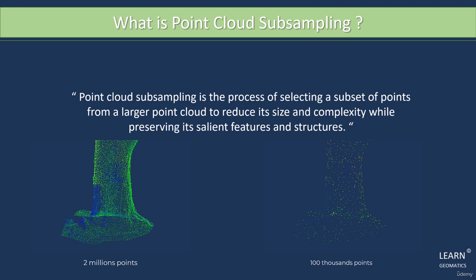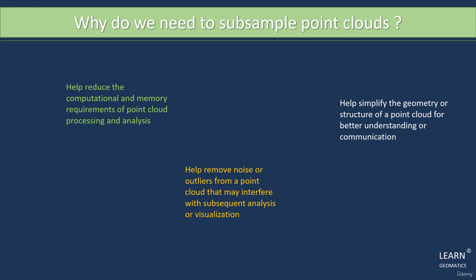Subsampling can be performed using different methods, which I'll discuss later in this presentation. The main goal of subsampling is to make the point cloud more manageable and efficient without losing too much information or accuracy. Firstly, subsampling can help reduce the computational and memory requirements of point cloud processing and analysis.